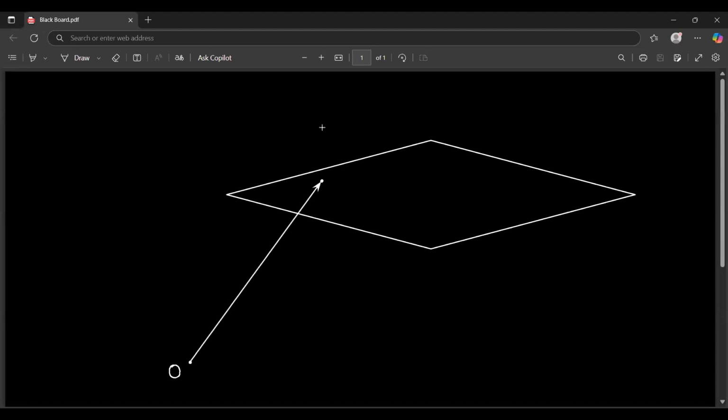Since it exists in a three-dimensional space, we can actually come up with a position vector for that. Let's say that is A. If this is the point A, we can say the position vector is a.